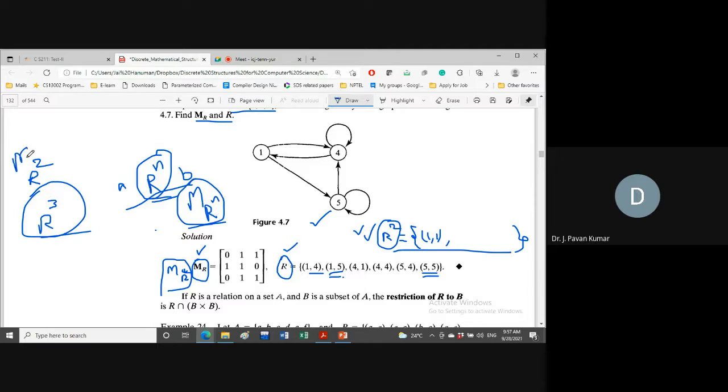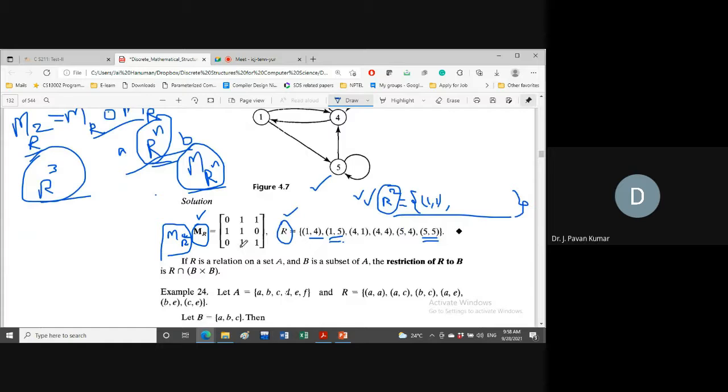For the first step, let us consider MR2. How can we obtain this MR2? If you know MR, we will perform the dot product. MR2 is equal to MR dot product MR, applied between MR and itself. Then we can get MR2. Got my point?